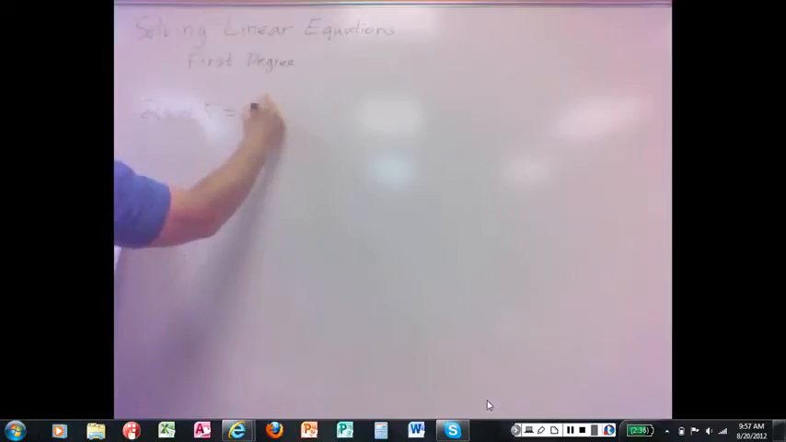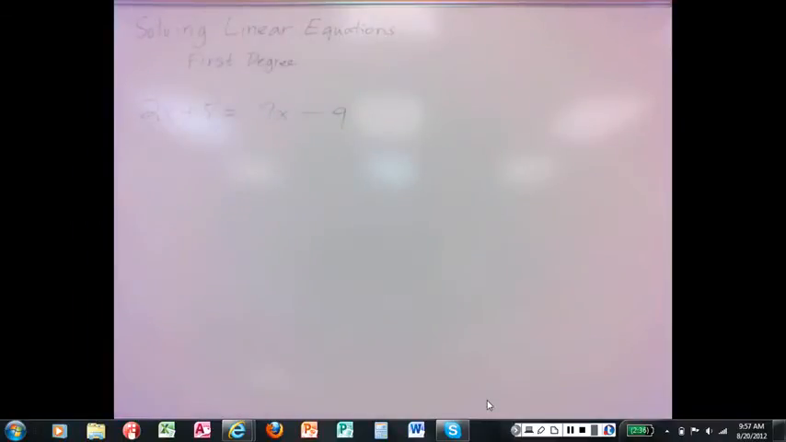So what's the main key to solving those? If I have 2x plus 5 equals 7x minus 9. Just start off easy there. What's the main goal in solving a linear equation? Well, you've got to get x on the side by itself, right?